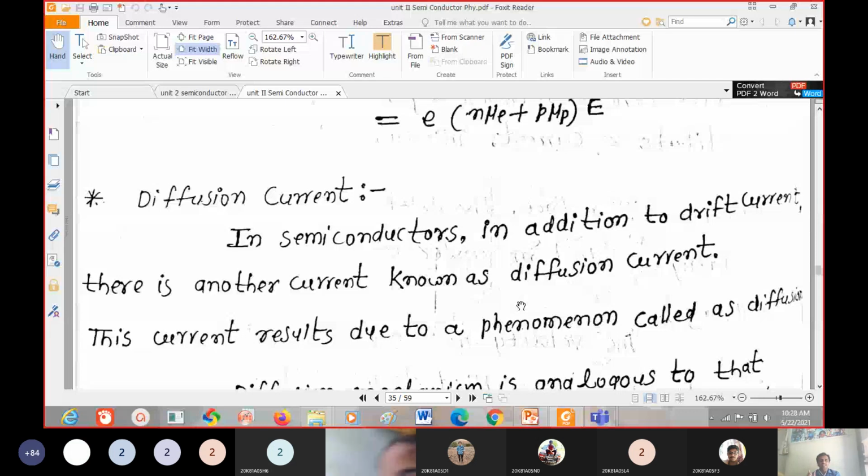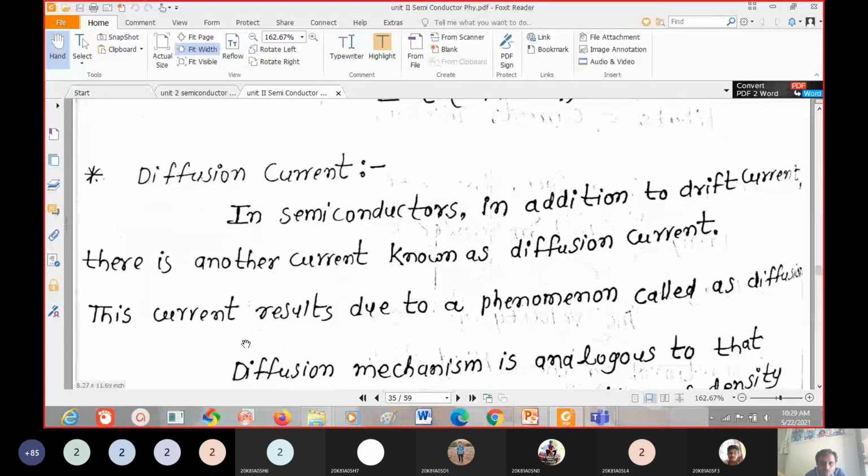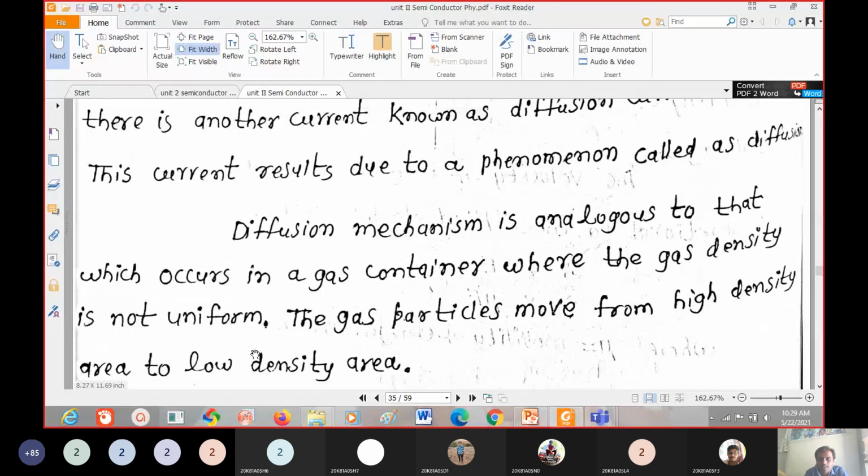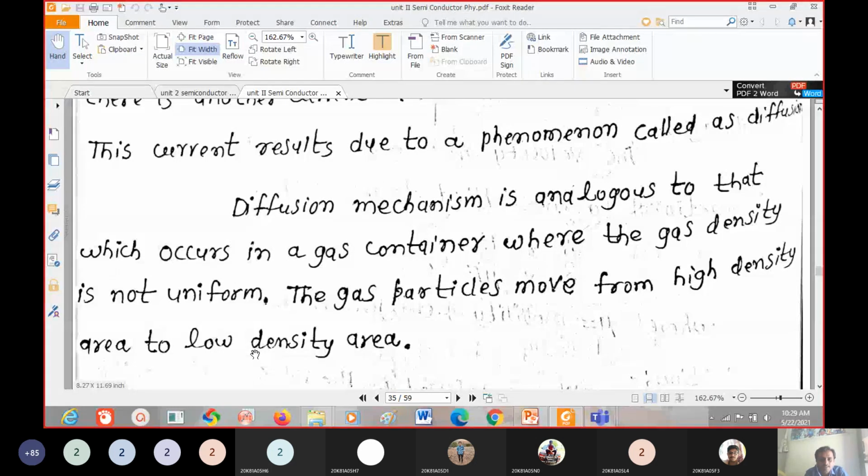Density gradient is the number of charge carriers per unit length. In a semiconductor, in addition to drift current, there is another current known as diffusion current. This current results from the phenomenon called diffusion. The diffusion mechanism is analogous to that in a gas container where the gas density is not uniform. The gas particles move from higher density area to lower density area. Like that, electrons also will move from higher density area to lower density area.